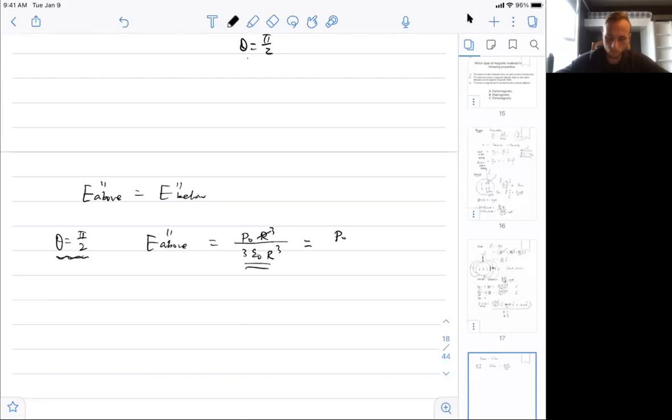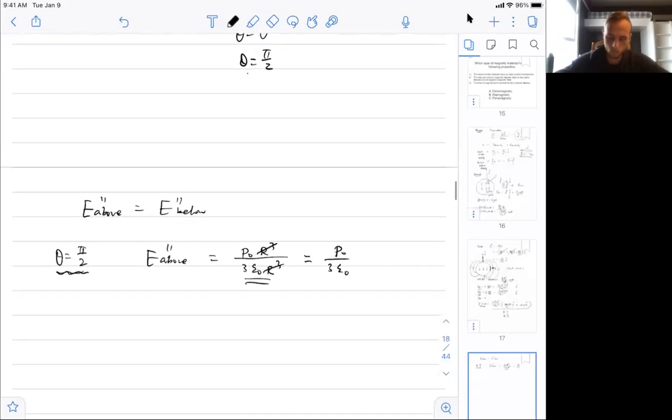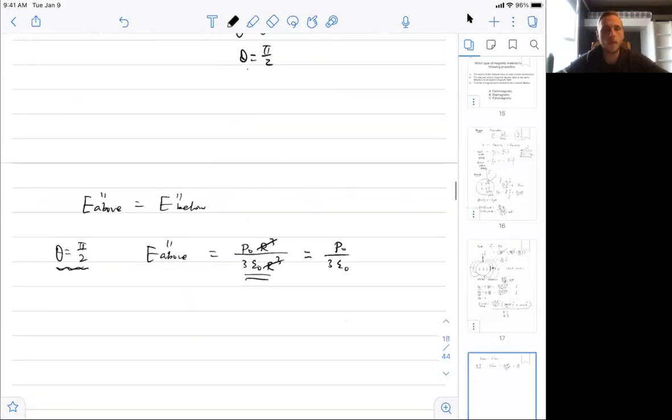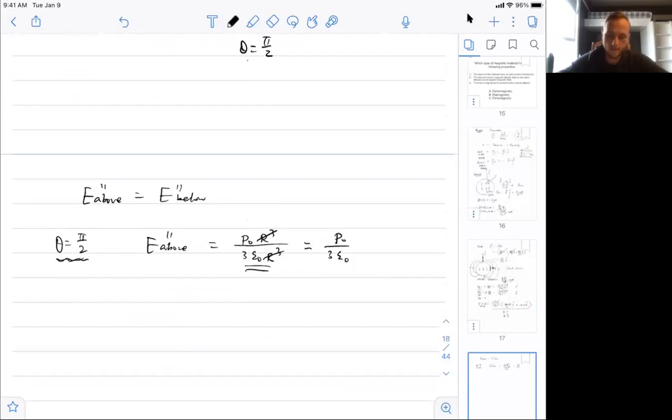P naught, this cancels over 3 epsilon naught. And we know what direction it is. You can see that, well, it's theta hat. In that particular location, theta hat is negative Z. So you can put negative Z in there.